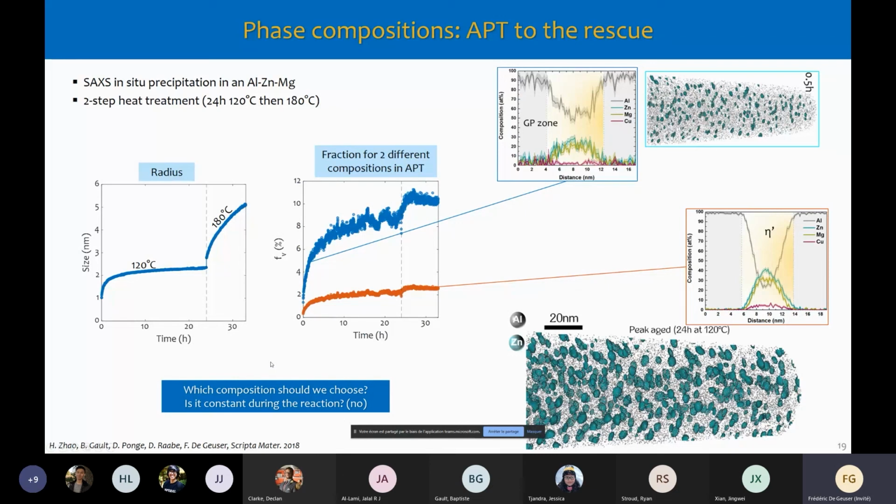Is it constant during the reaction? Well, the answer is no. We have a composition that is evolving. So even though we do in situ SAXS, we have a problem, which is that for this we would need an in situ evaluation of the composition, okay? Because it actually evolves with time. That's the problem with the metastability cascade. There is an evolution from GP zones, eta double prime, eta prime, etc.